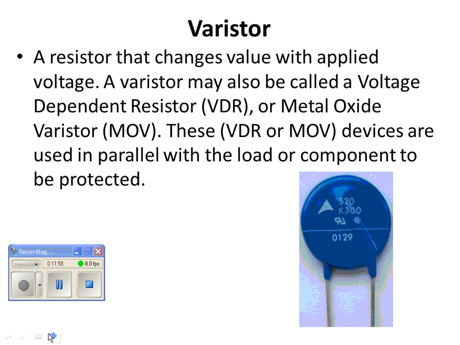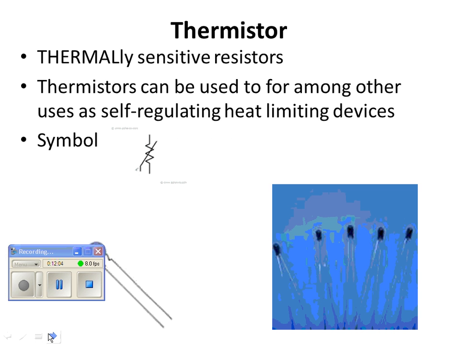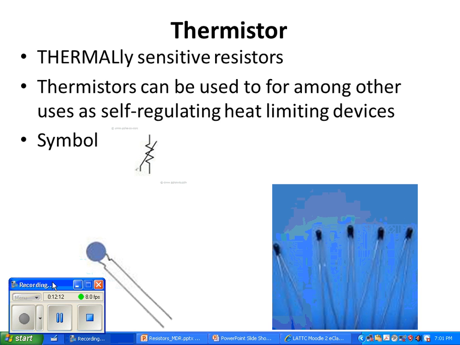A varistor, we've already talked about one kind of varistor, an MOV. And there we have the symbol for a varistor, if you happen to see one. And there we have a cute little picture, and it looks just like that last picture of one. Okay, and this is a different kind.